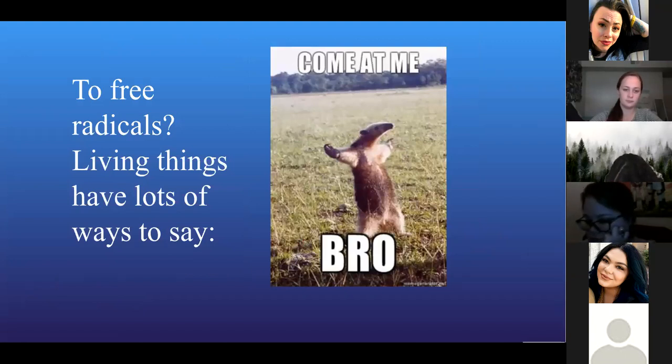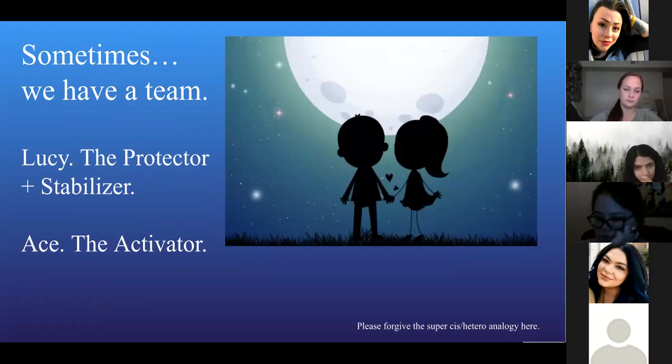Again, free radicals have lots of ways to say, all right, oxygen, come at me. And sometimes we have a team. Sometimes it's not just one macromolecule running around. Sometimes it's a more complex reaction. We have a pair. One molecule is the oxygen sponge itself, and I'm going to call her Lucy. The other is a catalyst, and it makes it easier and faster for the oxygen sponge to grab onto and hold the oxygen. We're going to call him Ace.